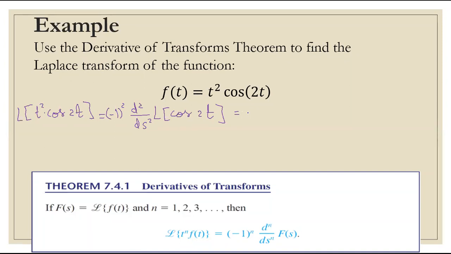So now (-1)^2 equals 1. So I need to find the second derivative with respect to s of the Laplace transform of cosine 2t. From my cheat sheet, the Laplace transform of cosine 2t is given to be s divided by s squared plus 4.